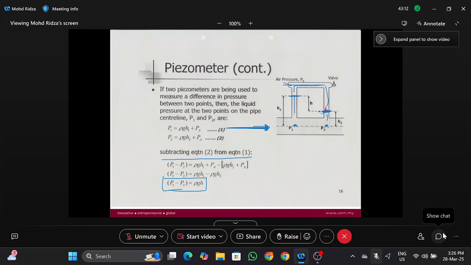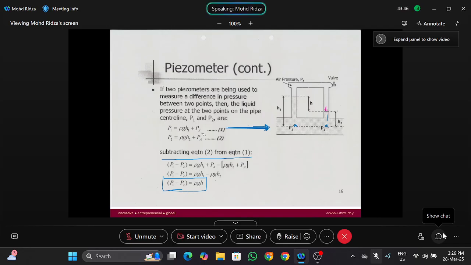And then here in the diagram, they have simplified things. They say that H1, which is the longer one, minus H2, you get H. So they simplify to P1 minus P2 equals rho g H. So just by reading the difference of height between tube 1 and tube 2, you can get the difference in pressure between P1 and P2. Right?